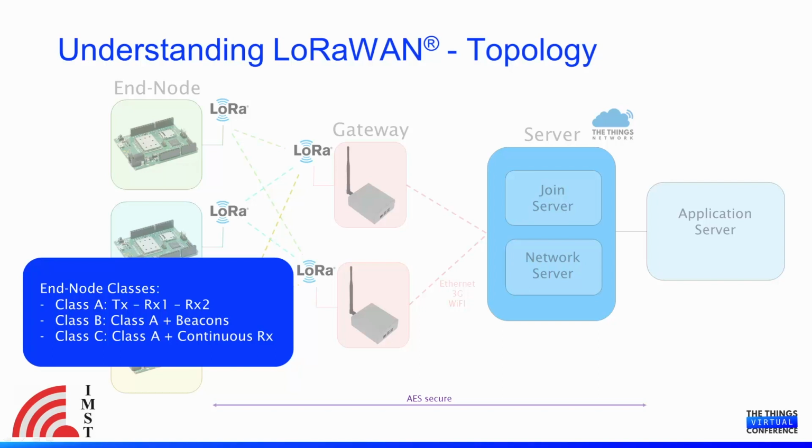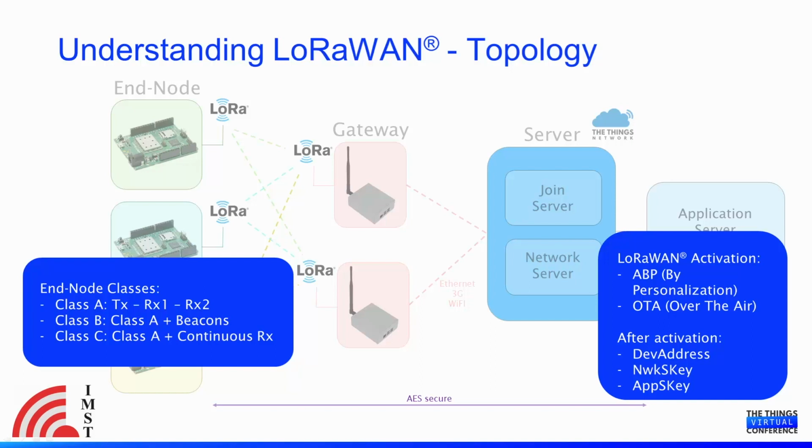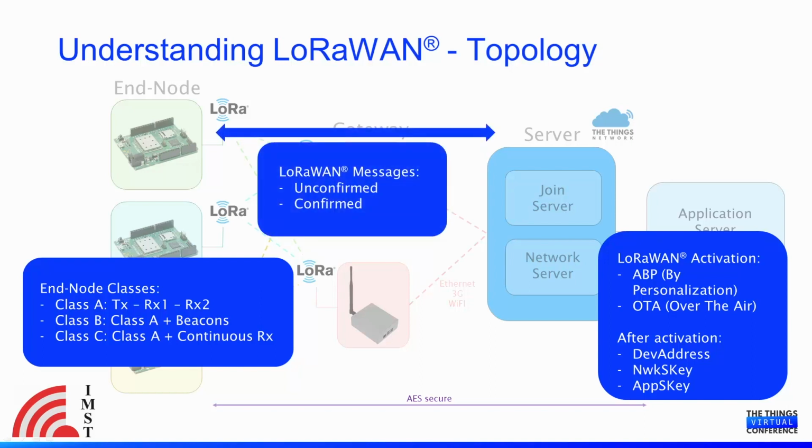And a Class C device is also compatible with Class A, where the end device is configured as continually listening as often as possible. Before a communication between the end device and the server can be started, the end device needs to be activated. For this, there are two options: activation by personalization or over the air. After a successful activation, the end device will be configured with an address and a network and an application session key. Now the end device is ready for a communication, and unconfirmed or confirmed messages can be exchanged with the LoRaWAN server.